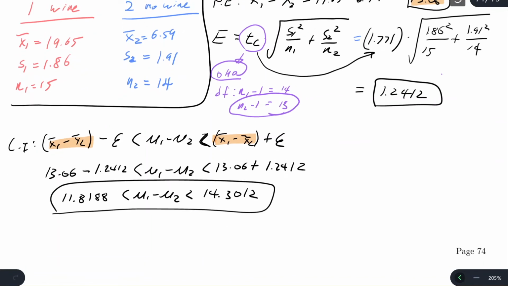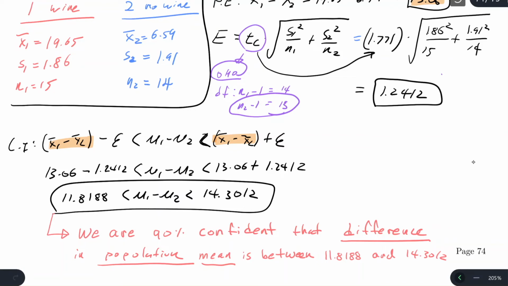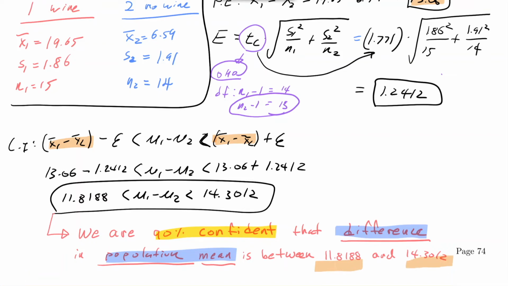So let me write down the conclusion in a sentence, and we've been talking about it a lot. This means we are 90% confident that the difference in population means is between these two numbers, 11.8188 and 14.3012. So the key point is we're using the t table for the critical value, and we use the smaller degrees of freedom.